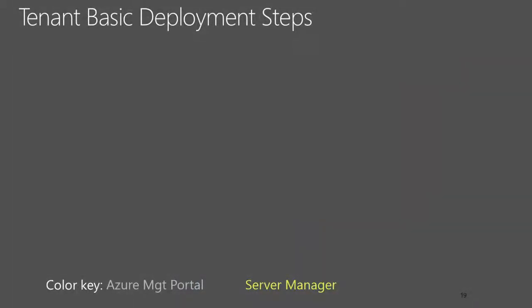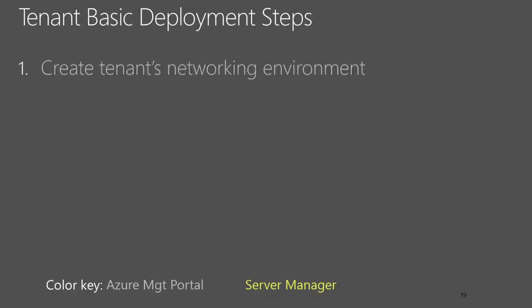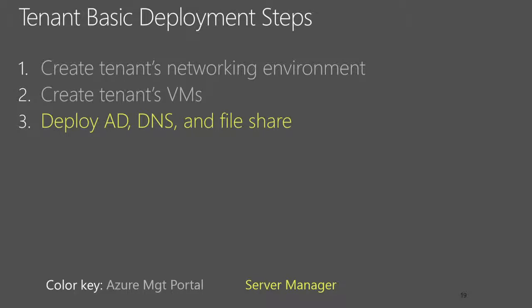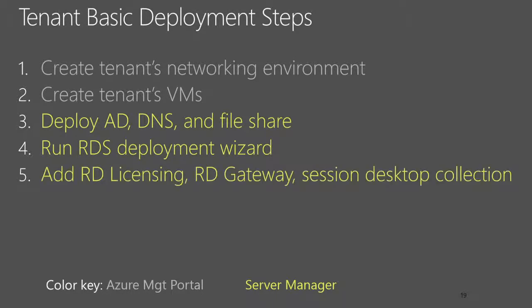Now, as I said earlier, it turns out it's fairly simple to build this. You're going to create the tenant's networking environment to start with. You're going to create the VNet and the cloud service. You're going to create the VMs. In my example, I have 3. You're going to deploy Active Directory, DNS, and file share on one of those. You're then going to join the other 2 VMs into that domain, and run the RDS deployment wizard. Add a licensing server, a gateway, and create a collection, and then do what I call secure the deployment.